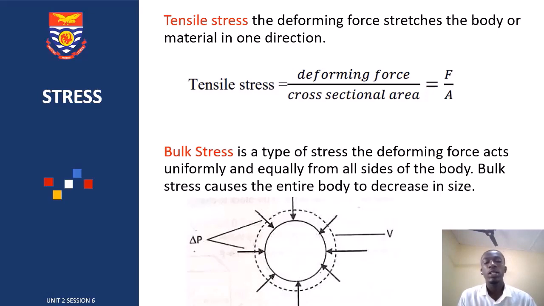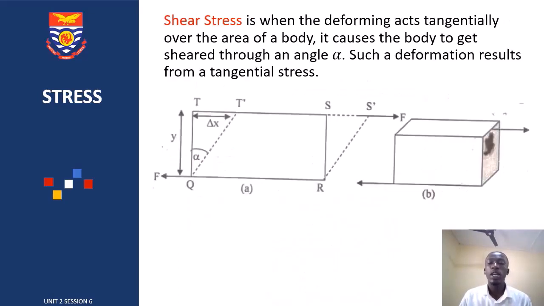Bulk stress. This is a type of stress where the deforming force acts uniformly and equally from all sides of the body. Bulk stress causes the entire body to decrease in size, as shown in the direction here. We see how all the forces are applied. Shear stress. A shear stress is when a deforming force acts tangentially over the area of a body, and this time around it causes the body to get sheared through an angle, say alpha. Such a deformation results in a tangential stress.